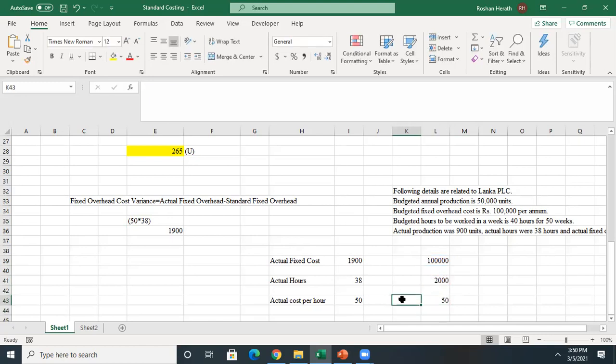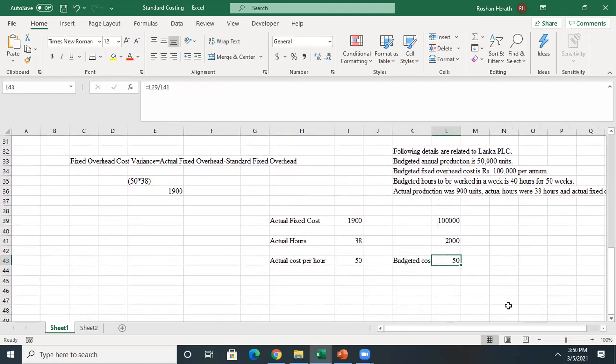The budgeted cost per hour comes as, that is how much, it is 50. Then for the actual production, you have 900 units. For 900 units, how many hours can you allow? So what is the standard hours? That is what we need to figure out.